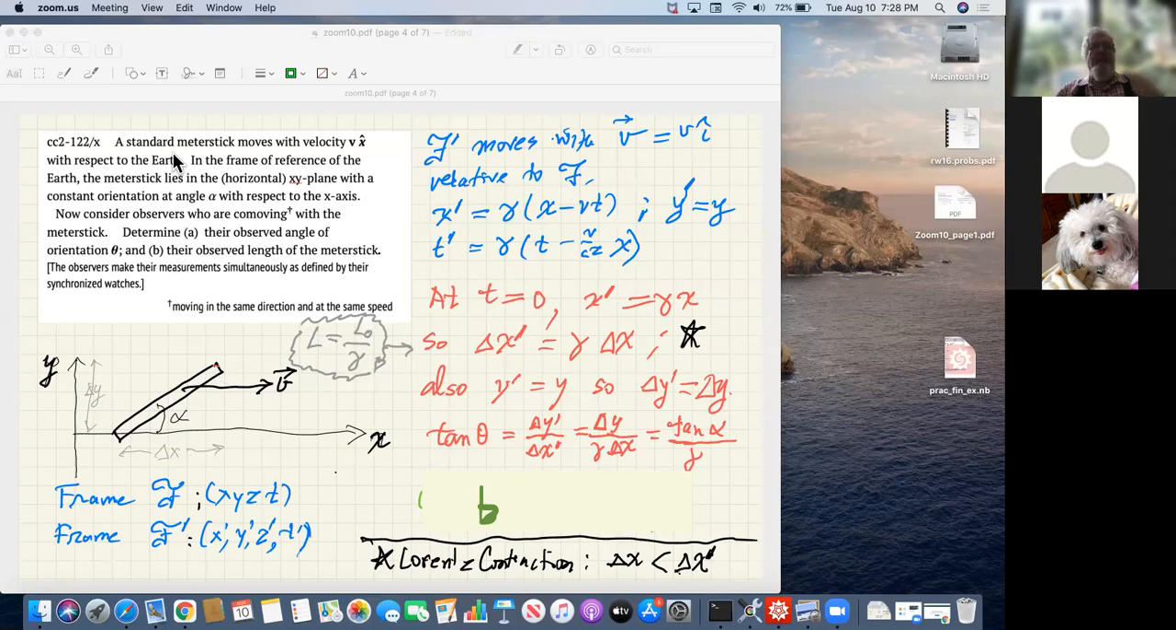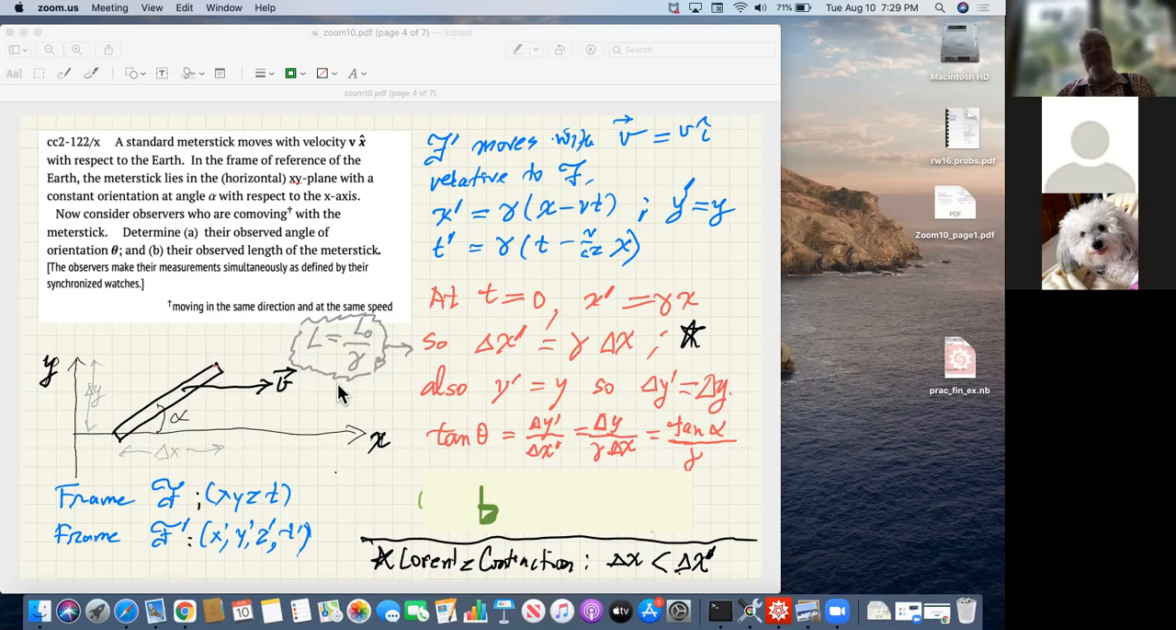But the observers observing the meter stick moving will see it as less long, less than 1 meter. Not by this equation, because that's only for the x coordinate. But the x length will be contracted. That's the length contraction. The y length will not be contracted. So there'll be a shorter x length, an equal y length. And so the overall, by the Pythagorean theorem, the overall length will be less.